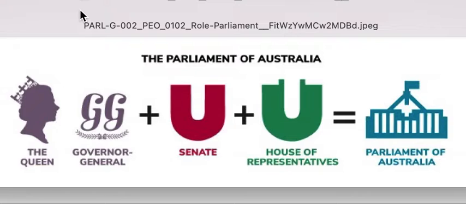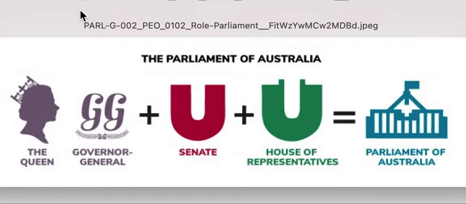Keep in mind, 3 groups or bodies make up the Australian Parliament, okay? That's not the government. We're not talking about the government. We're talking about the Parliament. And the 3 aspects are the House of Representatives, the Senate, and the Governor-General, who is the Queen's representative.